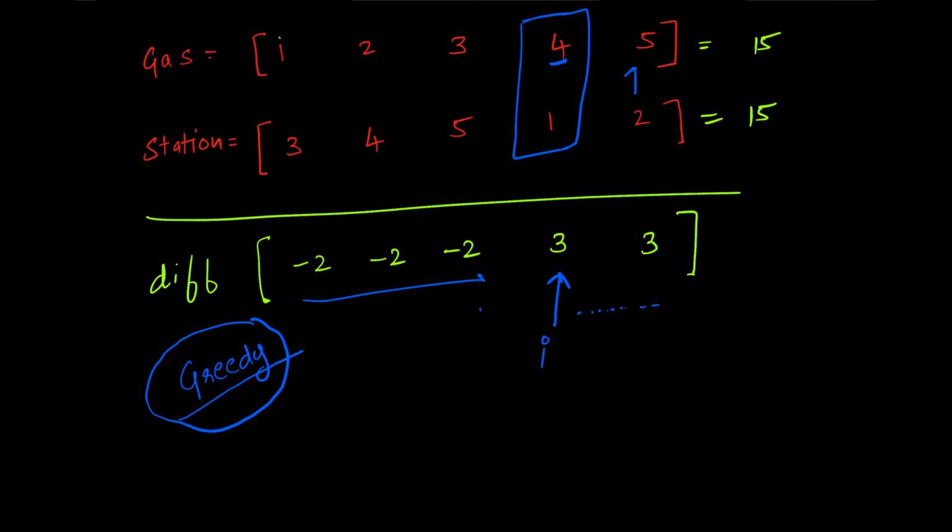At gas station 4, we have a surplus of 3 units of gas available. Considering it as a starting point, we move on to the next station, which is gas station 5. Over there, the amount of surplus is 3, and the 3 was carried over from the previous transaction, so we are left with a total of 6 units of gas in the car tank.